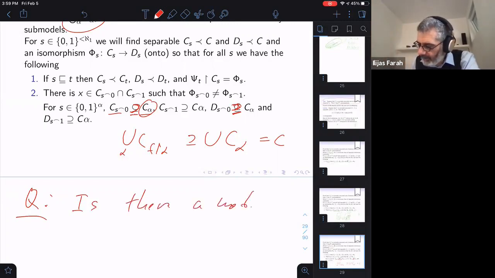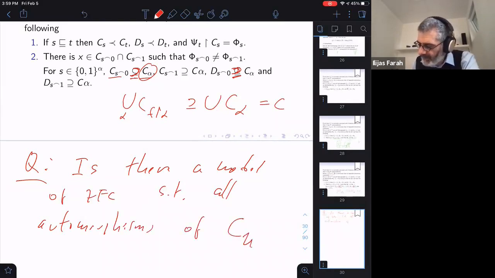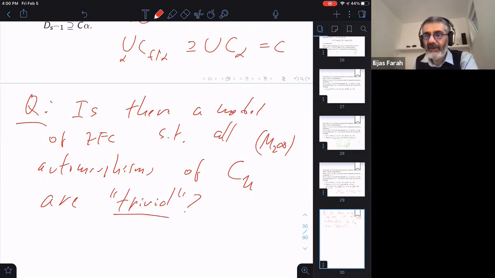So is there a model of ZFC such that all automorphisms of C sub u are trivial? Here C is your favorite separable infinite dimensional C*-algebra. You can take M plus to infinity as far as I'm concerned. Now, part of the question is what trivial should mean.